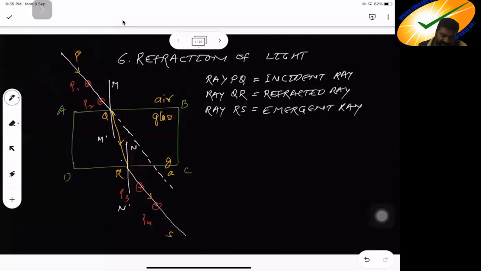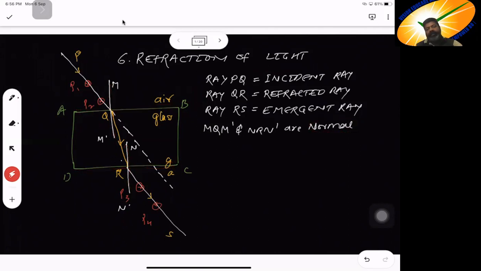After that, what are MQM dash and NRN dash? I just told you MQM dash and NRN dash are normals. Normal का मतलब होता है perpendicular. Remember, normal means perpendicular. Aren't they perpendicular dropped on face AB and CD? Face AB पे perpendicular ये drop किया, face CD पे ये. That is why they are normal.